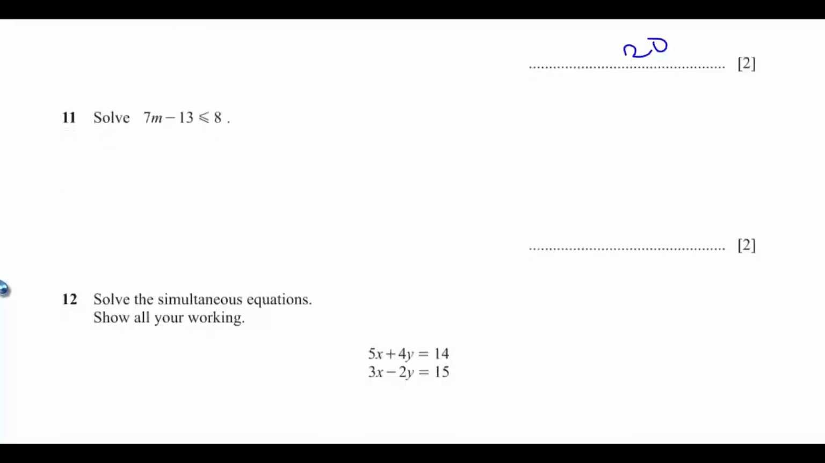So we have question 11. 7m minus 13 less than or equals to 8. So add 13. So this will go. We have 7m to be less than or equals to 21. Then m is less than or equals to 21 over 7. So m is less than or equals to 3. That is what we get when you solve the inequality.